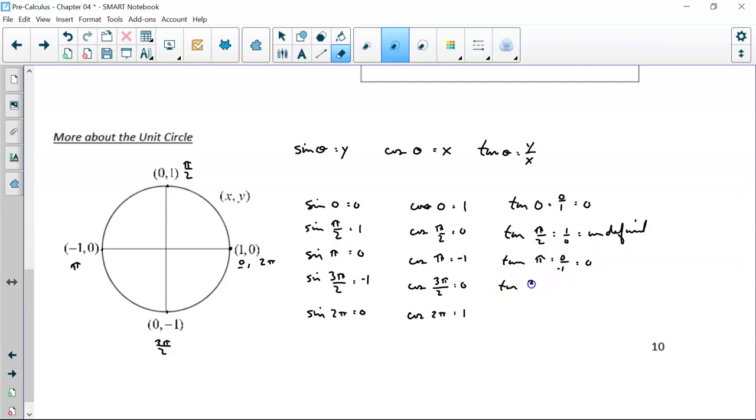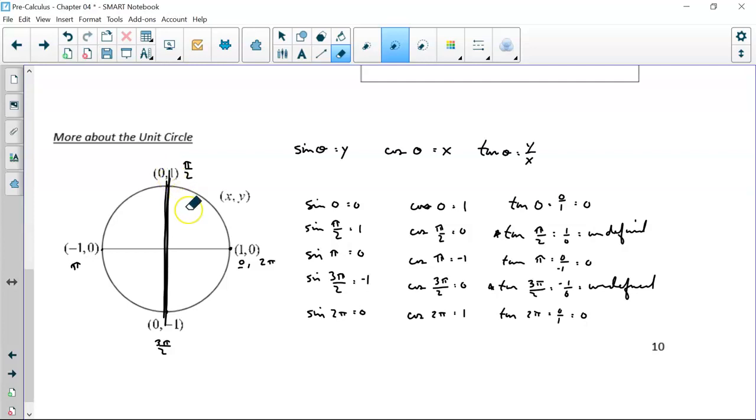The tangent of 3 pi over 2 is going to be -1 divided by 0, which is once again undefined. And if we go back to 2 pi, which is still that same spot as tangent of 0, it's 0 over 1, which is 0. But take note that tangent is undefined at pi over 2 and at 3 pi over 2. So on this y-axis, tangent is undefined. And we'll be seeing that more and more as we go through more practice problems.